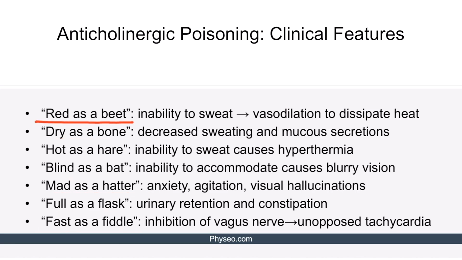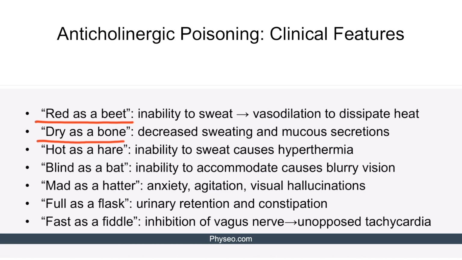Red as a beet refers to the skin flushing that occurs in people with anticholinergic toxicity. Skin flushing occurs because there is the inability to sweat, which leads to vasodilation to dissipate heat. Vasodilation, in turn, brings more blood to the skin, giving it a flushed or red beet-like appearance.